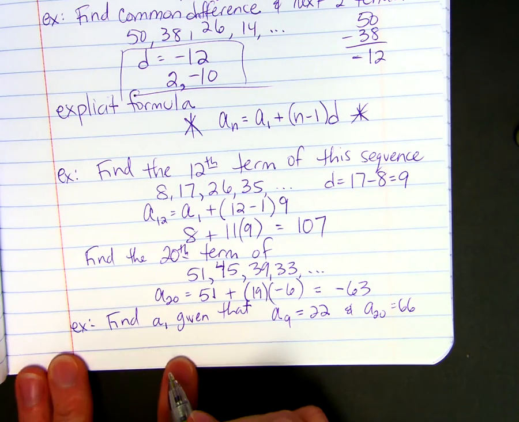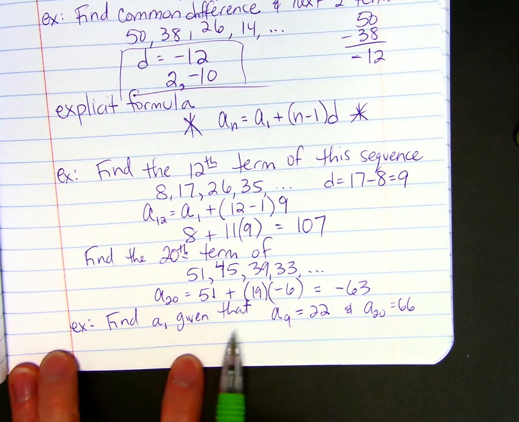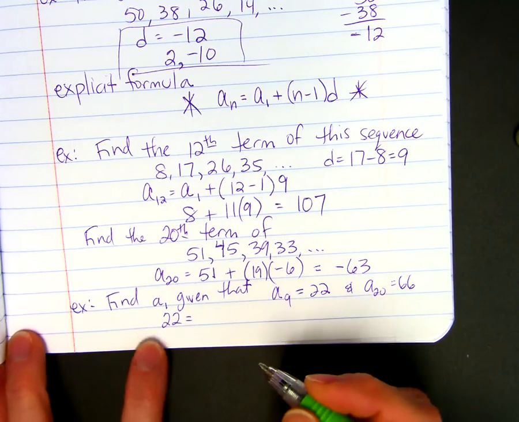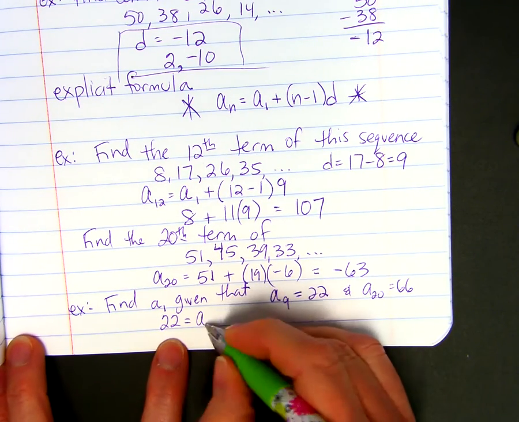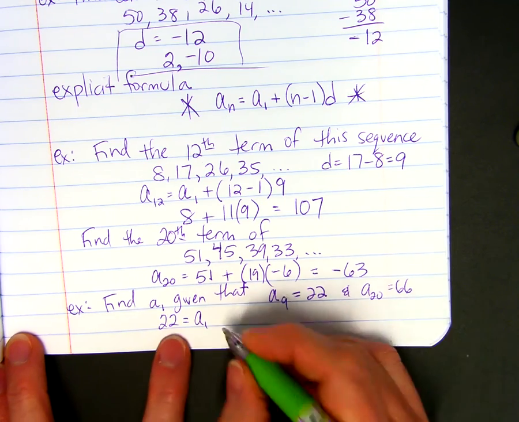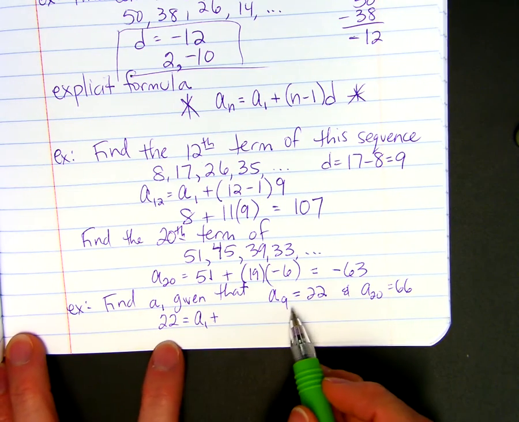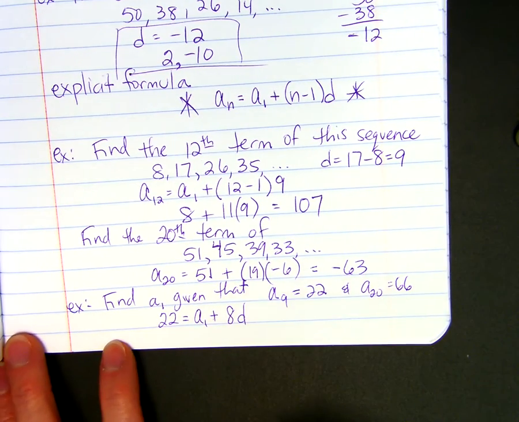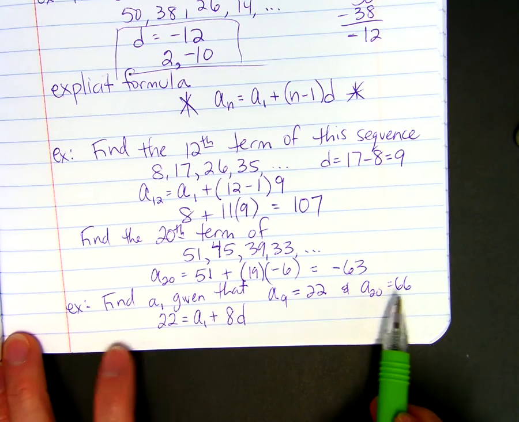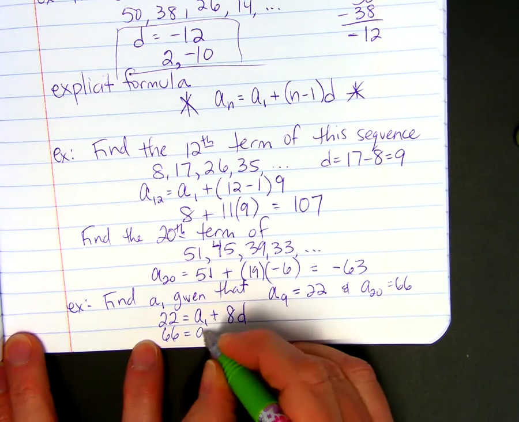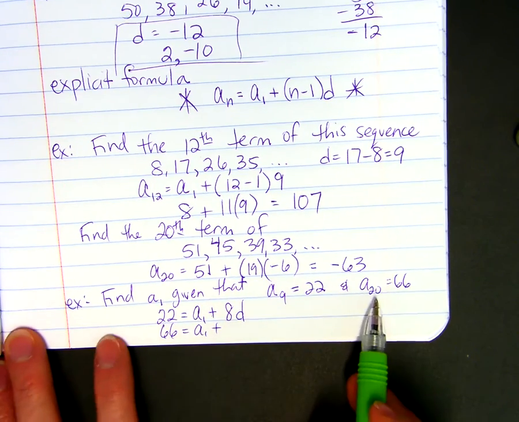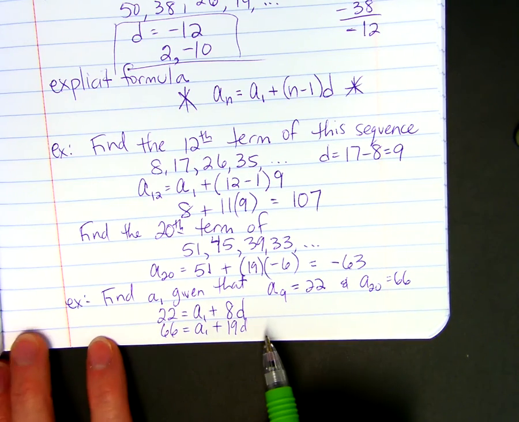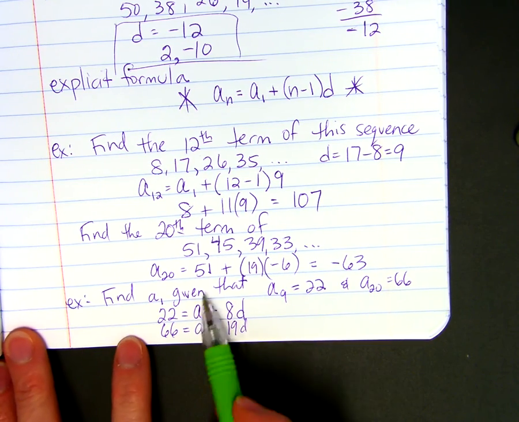So we can say that a sub 9, 22, equals a sub 1 plus 9 minus 1, or 8, times the common difference. And then for a sub 20, we have 66 equals a sub 1 plus 19 times d. Now we can subtract these two equations.